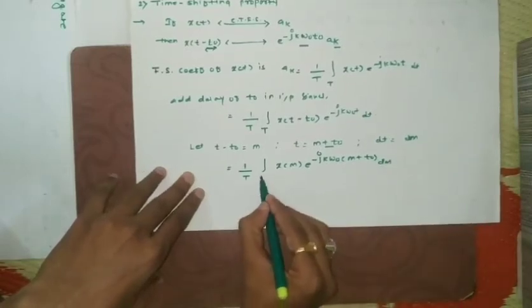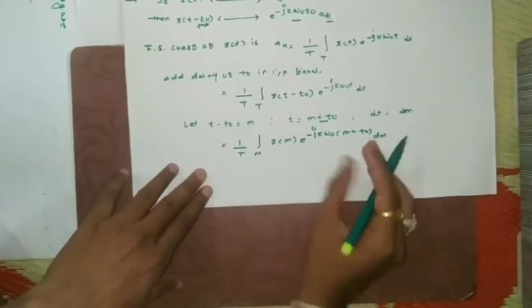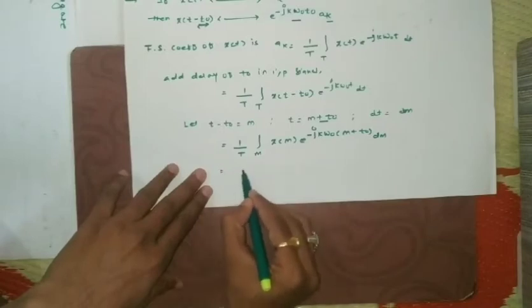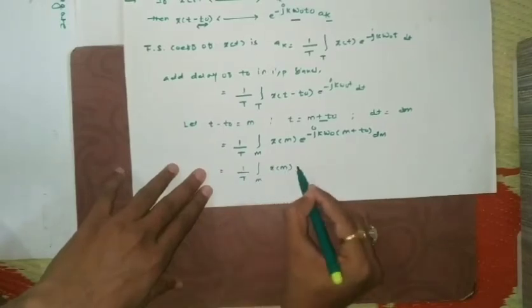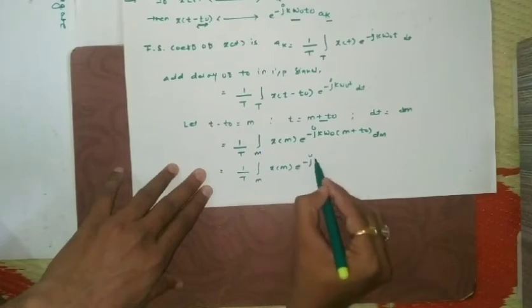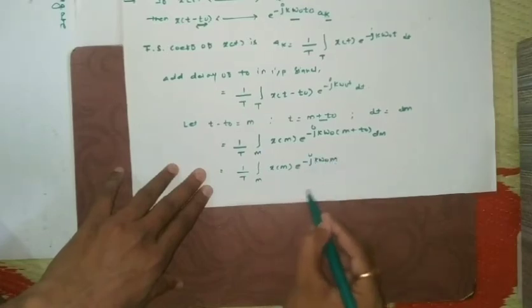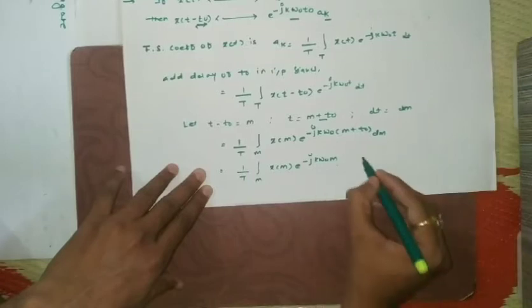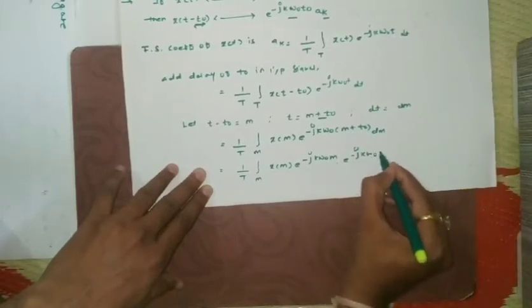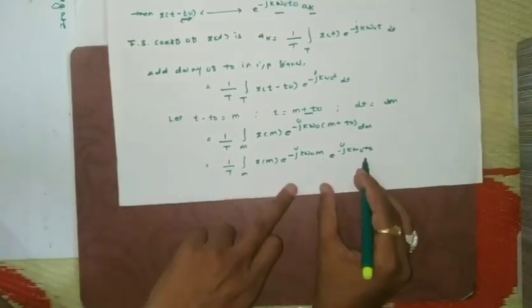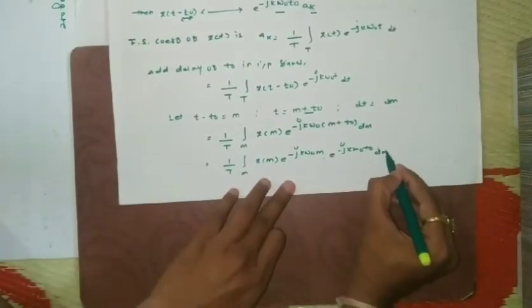Now this integration is with respect to m. Now if you split this term, 1 upon T integration x of m into e raised to minus jk omega naught into m, multiplied with this term e raised to minus jk omega naught t naught into dm.